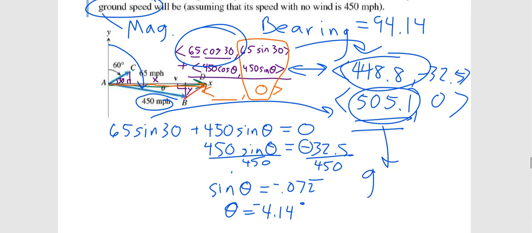Okay, this is the ground speed. What was your question? What's your question? Come on, I hear you.